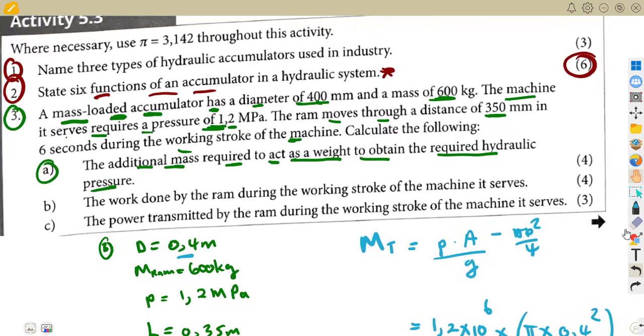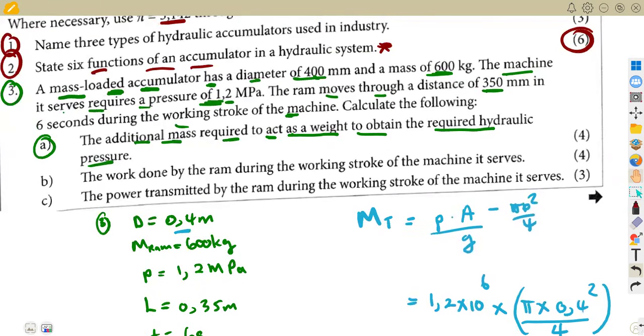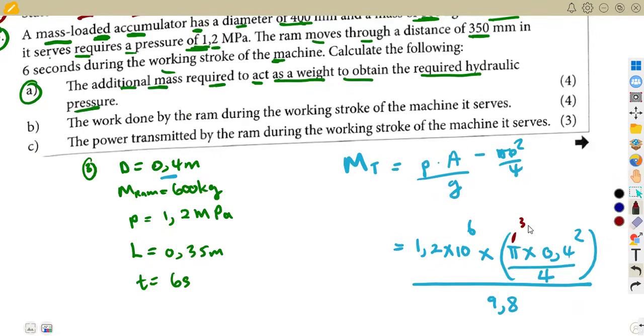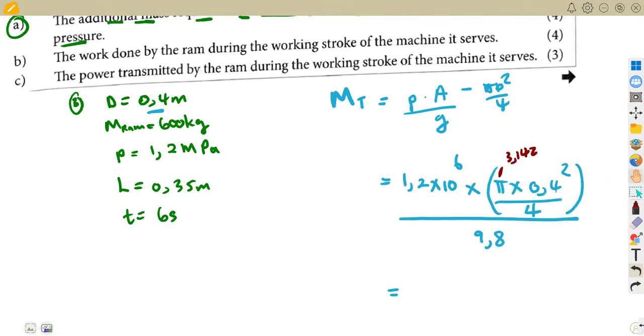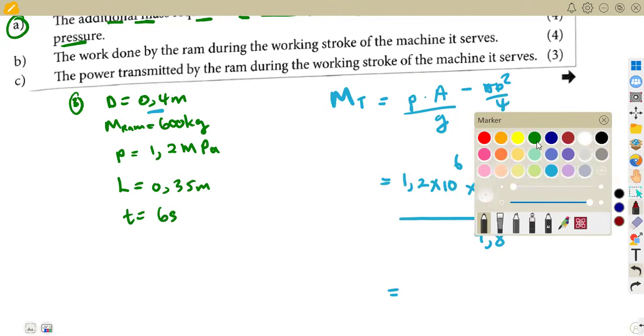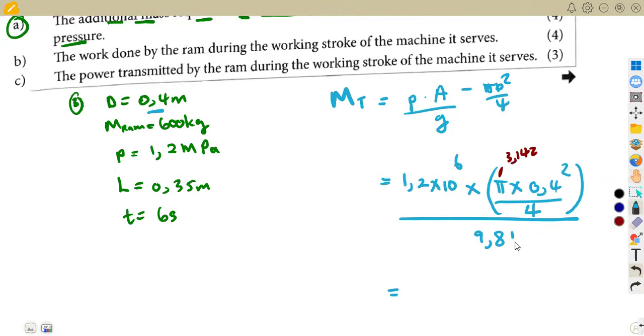And also the other instruction, guys, this is a textbook. They said use pi to be 3.142. So you're going to take your pi here as 3.142. But under exam condition, you don't consider this. You just use the pi on your calculator as it is. And in this textbook, they were using G as 9.81. But under exam condition, you're going to take your G as 9.8.